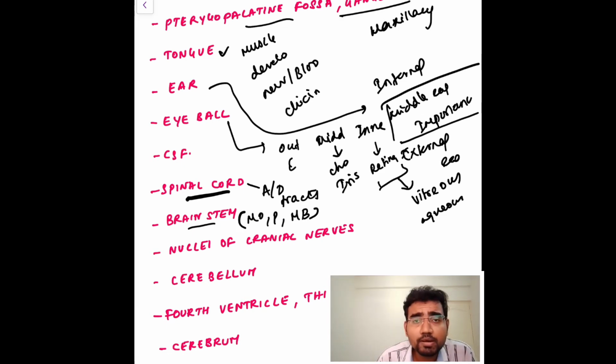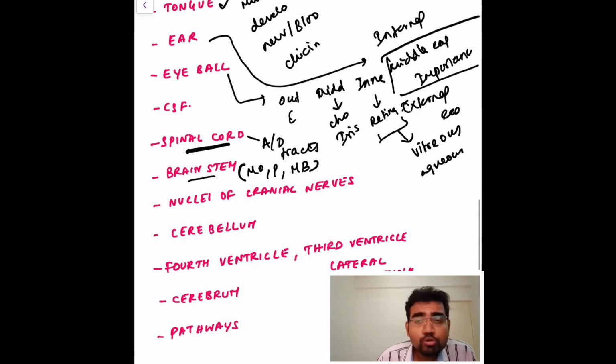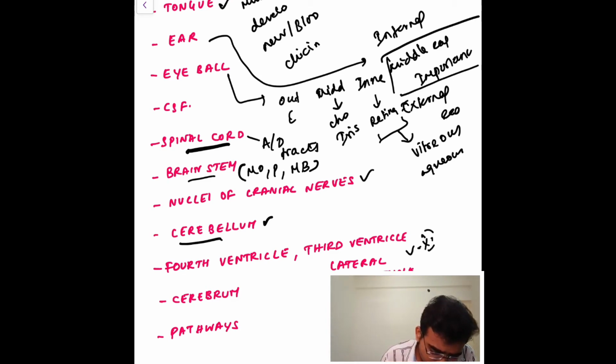And the brainstem: the medulla oblongata, the pons, as well as the midbrain. This is the brainstem. And the nuclei of the cranial nerves. As I said, you should know the functional components: the special visceral afferent, general visceral afferent, general somatic afferent. You should know all the functional components and which nerves have that particular functional component. That's very, very important. And the cerebellum.